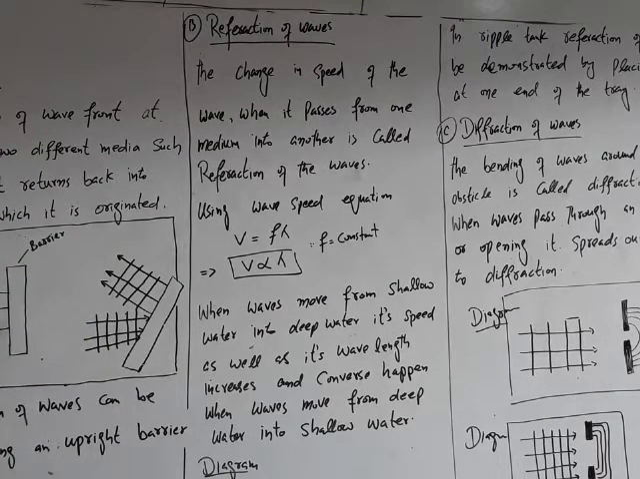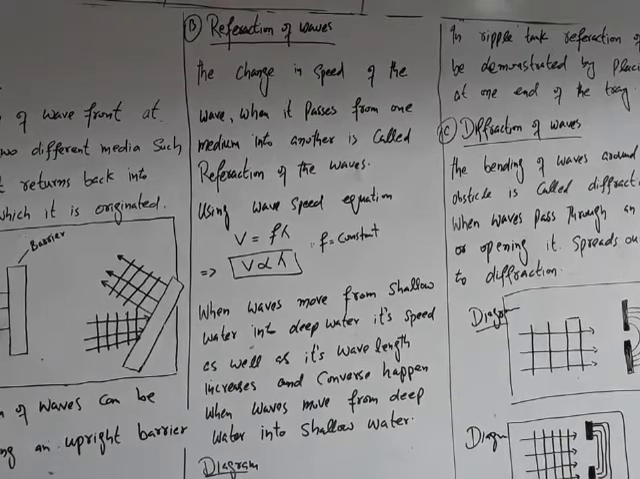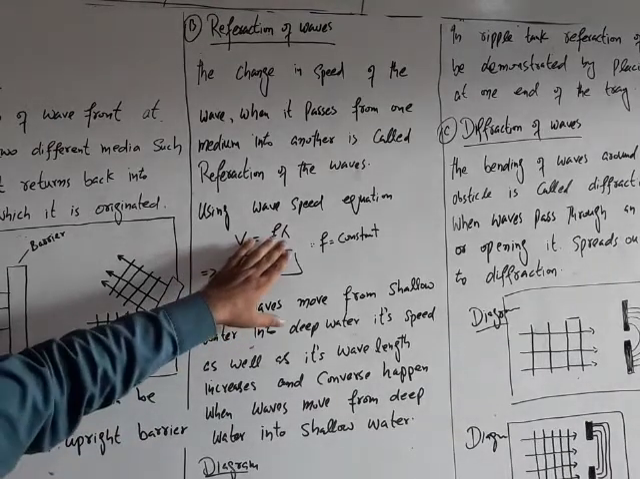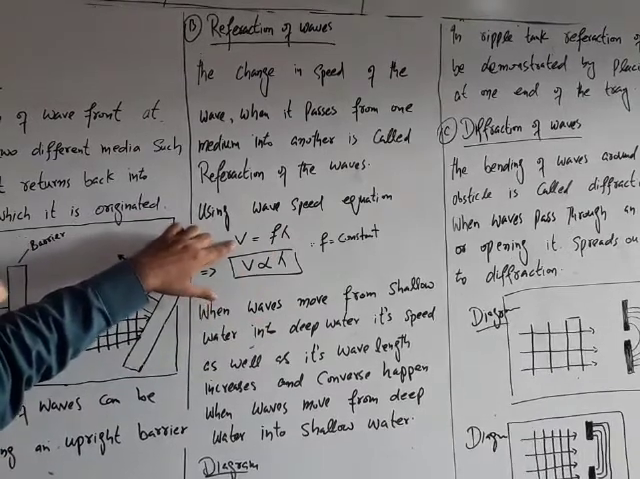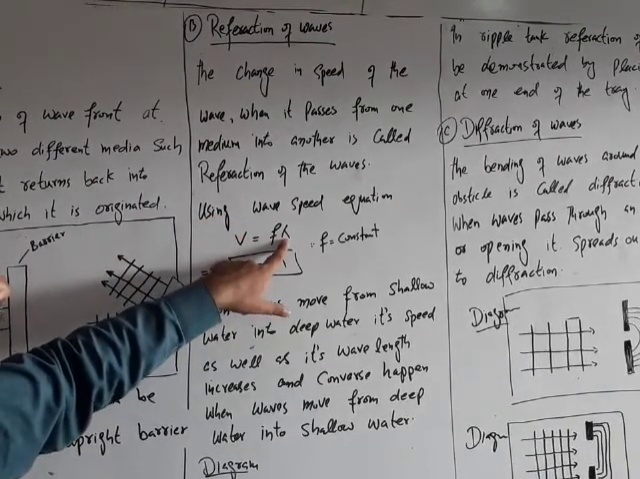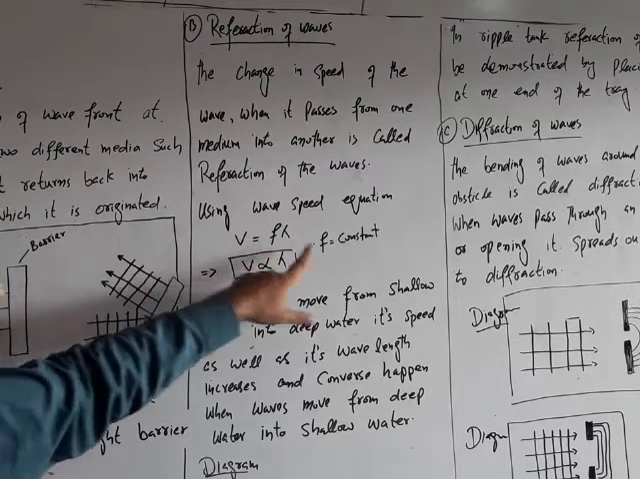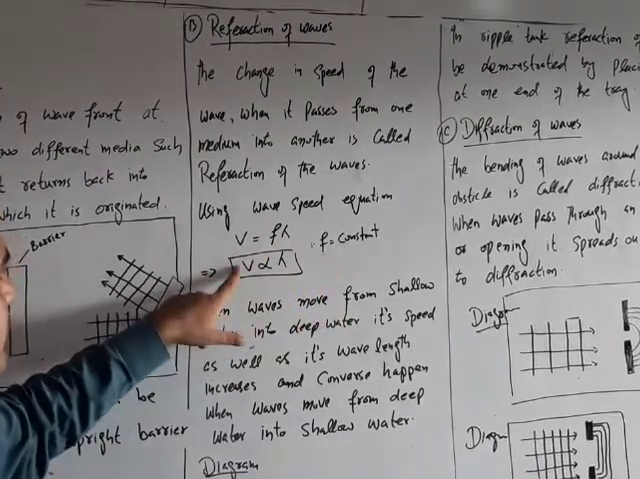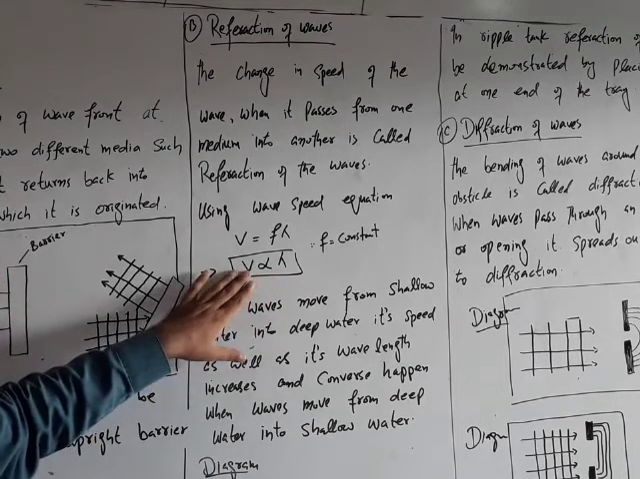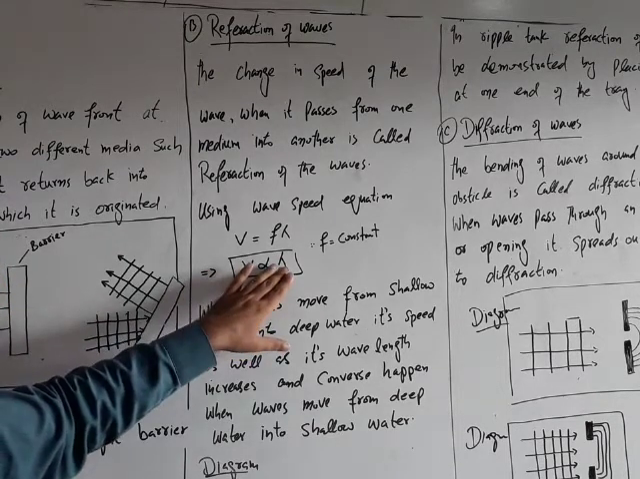When there occurs a change in speed of the wave when passing from one medium to another medium, then this phenomenon is known as refraction of wave. By introducing the wave equation, we have that v is equal to f lambda. Here v represents the speed of the wave, f the frequency of the wave, while lambda represents the wavelength of the wave. If we keep the frequency constant, then the speed of the wave is directly proportional to wavelength, that is, a change in speed of the wave will produce a change in wavelength as well.